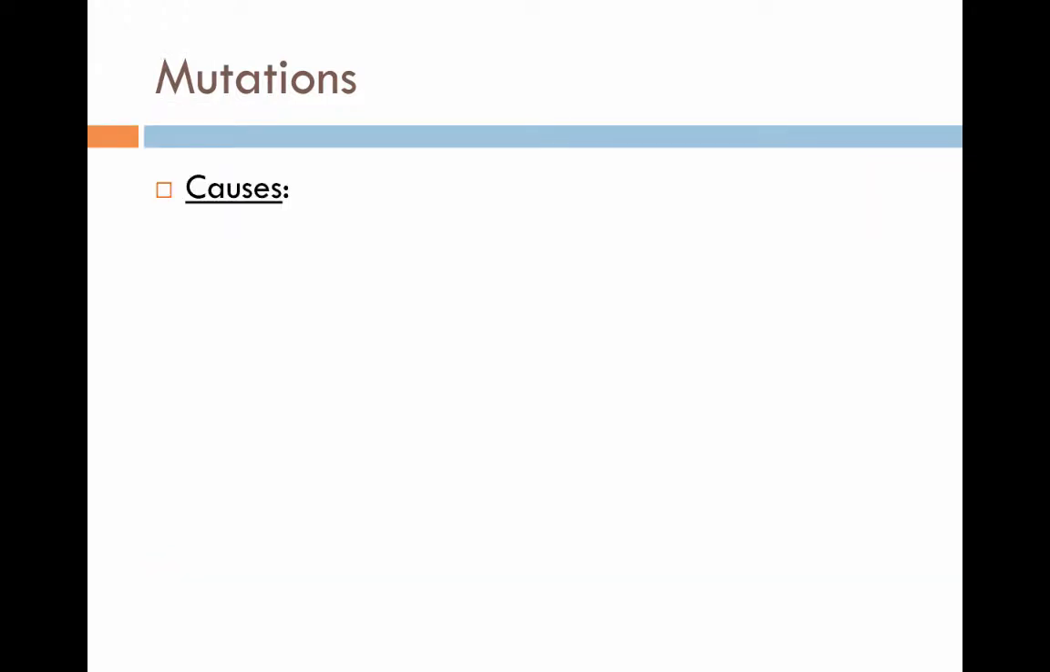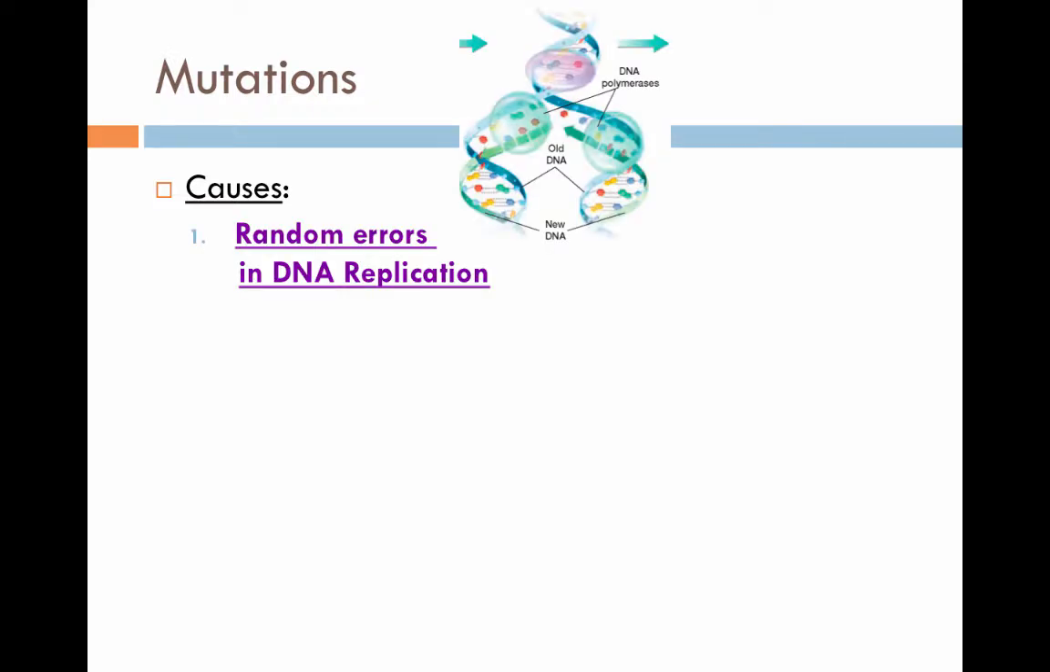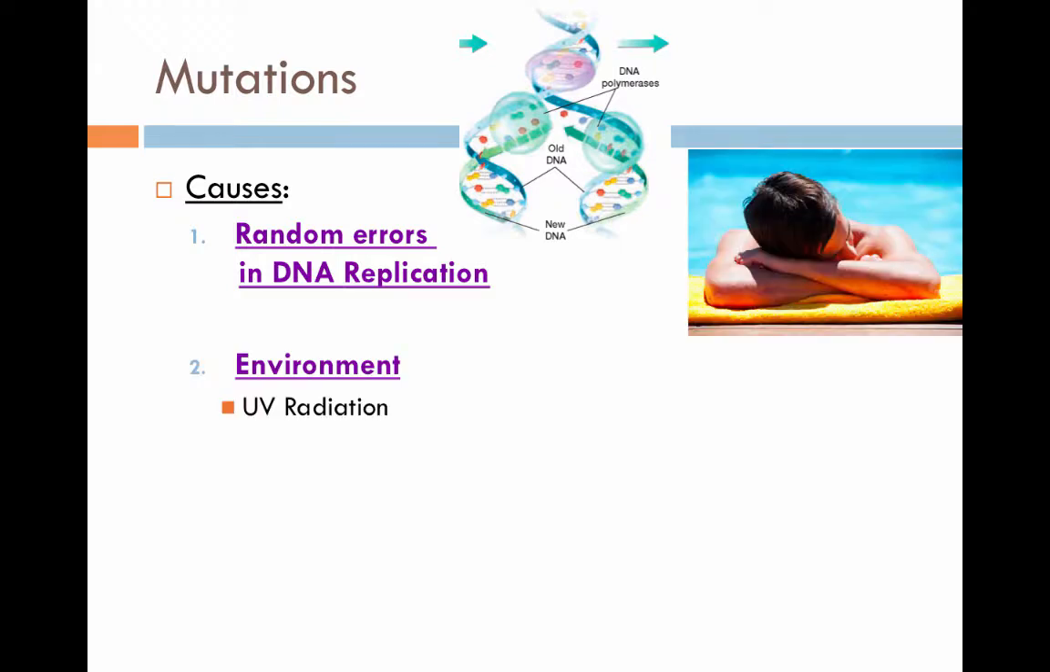Well, what causes these changes? The most likely cause of a mutation is random error in DNA replication. Every time DNA is replicated in S phase of interphase, errors are sometimes made. Usually these errors are fixed, but when they are not, it can lead to a mutation. Another cause of a mutation is the environment. UV radiation or sunlight can cause your DNA to change its nucleotides. This is one of the most common ways to get a mutation.